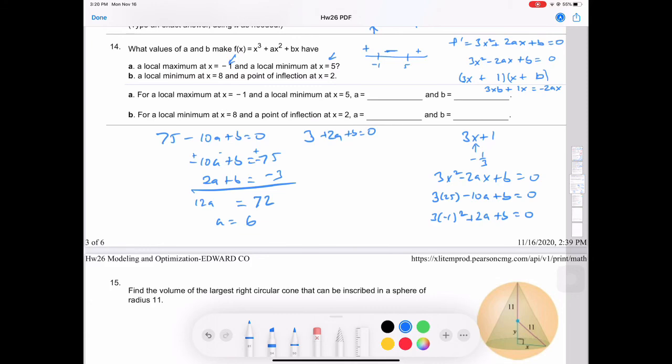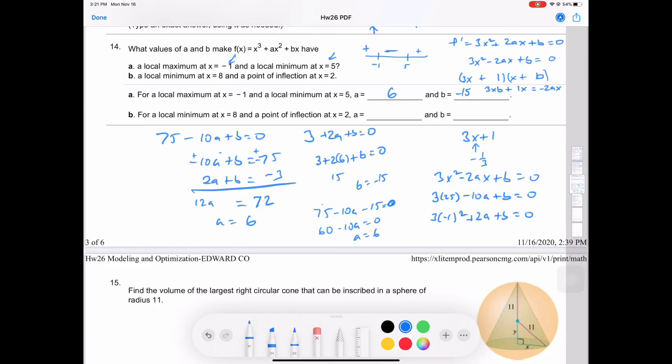If I know what a is, let's plug in a there. 3 plus 2 times 6 plus b is equal to 0. That's 12, 15. b is negative 15. Let's try that on the other side. 75 minus 10a minus 15 is equal to 0. And then that's 60 minus 10a equals 0. a is equal to 6. Yep, okay, we found our a. a is 6, and then b is negative 15. Oh, that was a tough one.